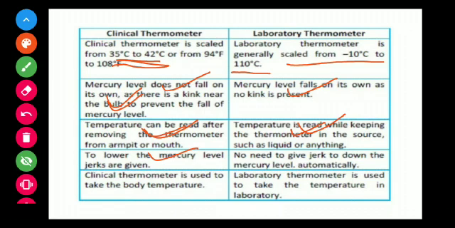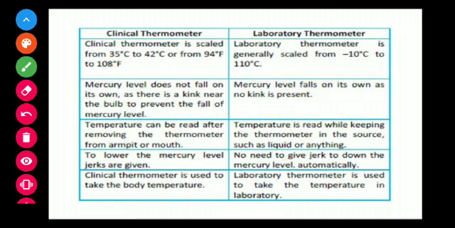Next is lowering the mercury level: a jerk is given. To decrease the level of mercury, we simply give a jerk in the case of a clinical thermometer, but in the case of a laboratory thermometer there is no need for a jerk, because there is no kink, and due to no kink the mercury level falls by itself. The clinical thermometer is used to take the body temperature. The laboratory thermometer is used to take the temperature in the laboratory. This is the difference between the clinical thermometer and the laboratory thermometer.